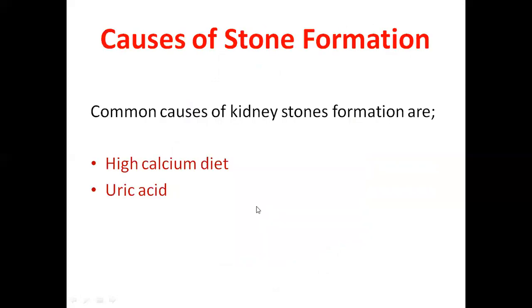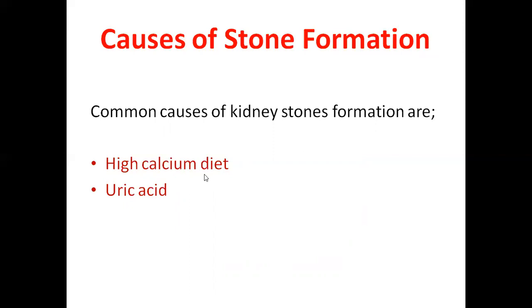What are the causes of stone formation? The main causes of stone formation, number one, is a high calcium diet. That means taking a diet having high levels of calcium. The level of calcium needed in our body is up to a certain limit, and when we consume calcium more than the required amount, then definitely it leads to stone formation. And the second one is that the uric acid level increases in your blood and body, which also leads to stone formation.